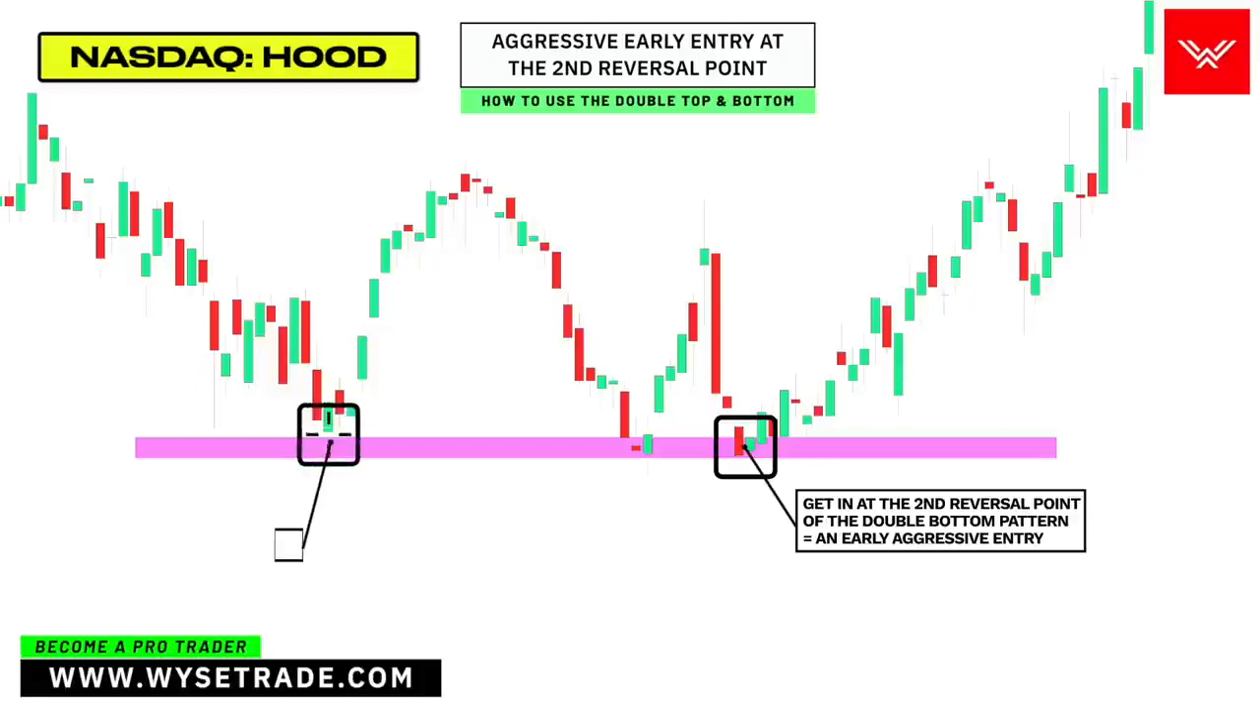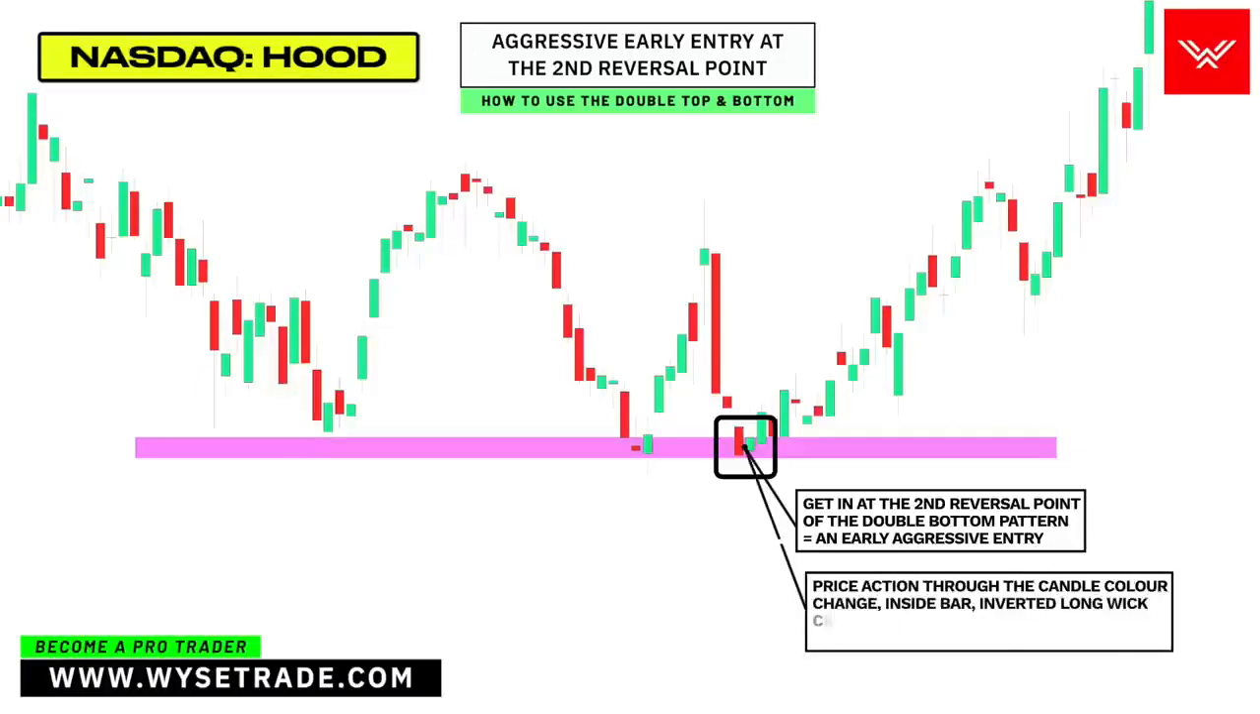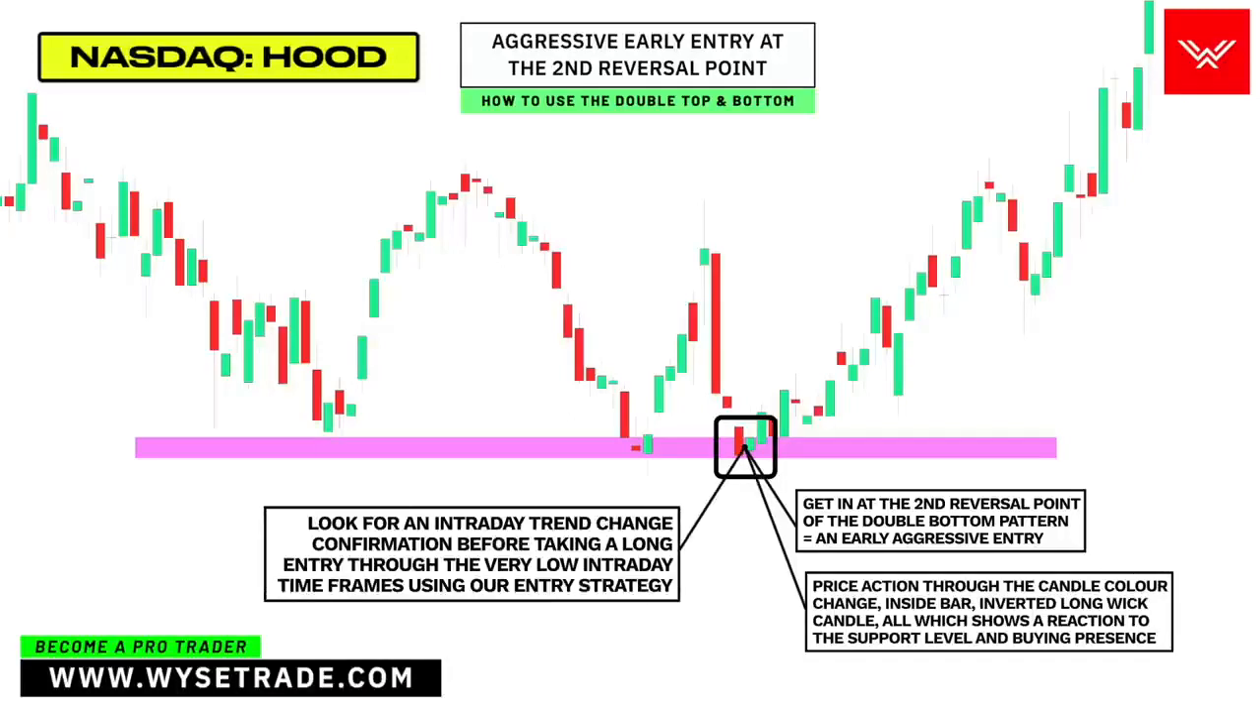Also, you already had one touch point here and a second touch point here, which means getting in at the second reversal point here is still a high quality long trade setup. Now you still need price action, which you had through the candle color change, inside bar, and inverted long wick candle, all which shows a reaction to the level and buying presence. As always, look for an intraday trend change confirmation before taking a long entry through the very low intraday timeframes.